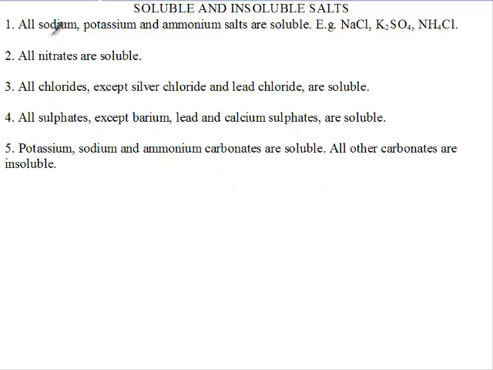All sodium, potassium, and ammonium salts are soluble. So whenever you see the cation being sodium, potassium, or ammonium, that means that salt will dissolve in water. Okay, so whenever you see these as a cation of a salt, that means the salt is going to be soluble.